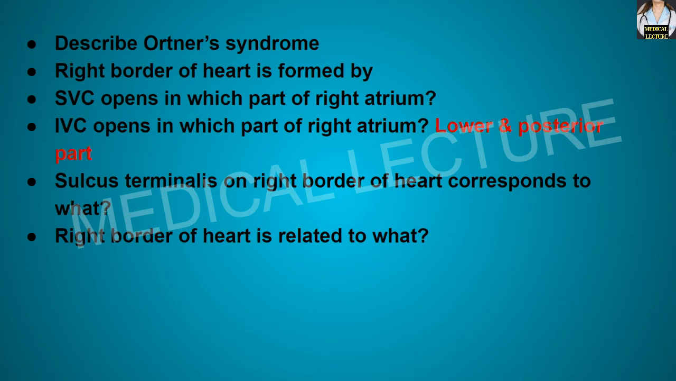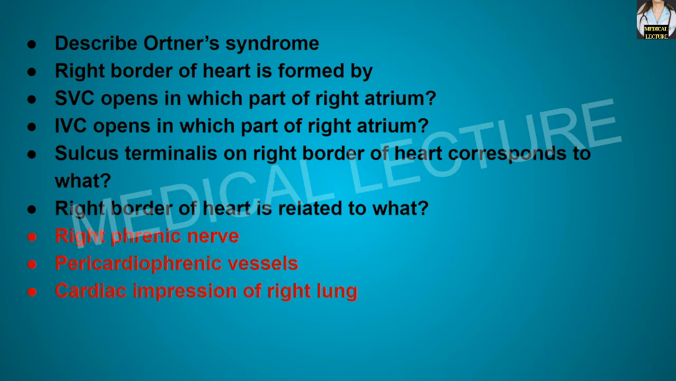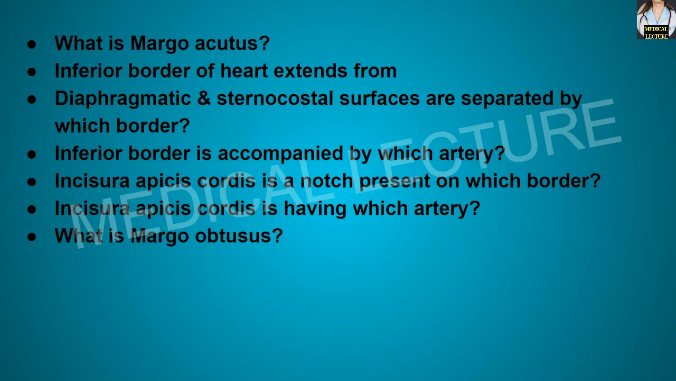Sulcus terminalis on the right border of heart corresponds to what? It corresponds to crista terminalis. Right border of the heart is related to what? To the right phrenic nerve, pericardiophrenic vessels and the cardiac impression of the right lung. What is margo acutis? Margo acutis is the inferior border of the heart. Inferior border of the heart extends from inferior vena cava to the apex of the heart.